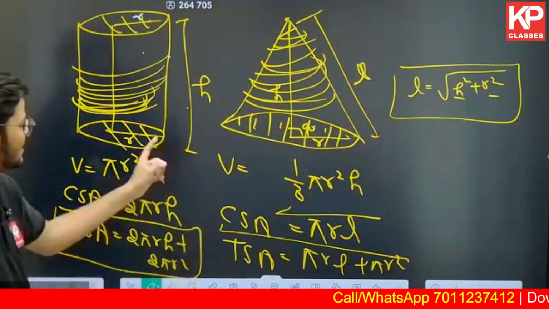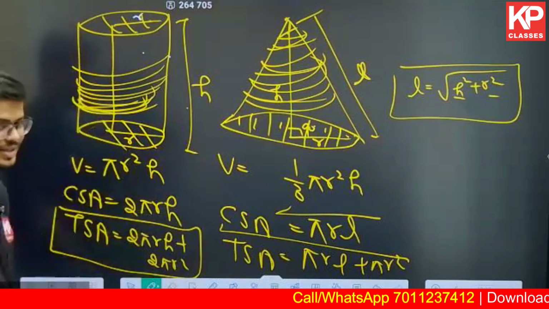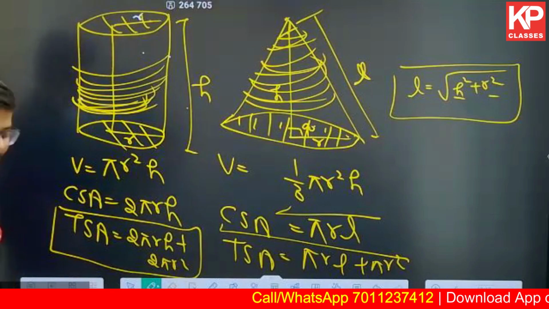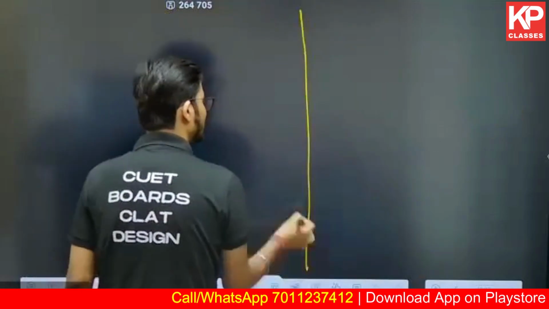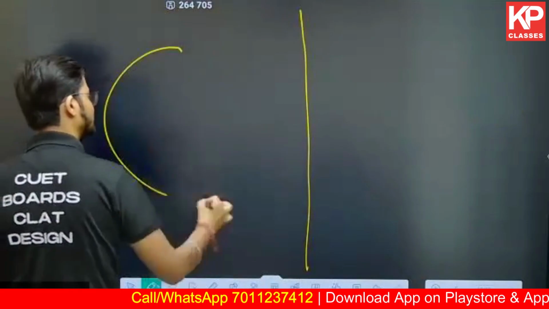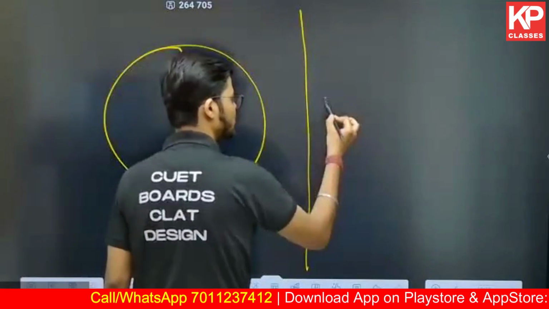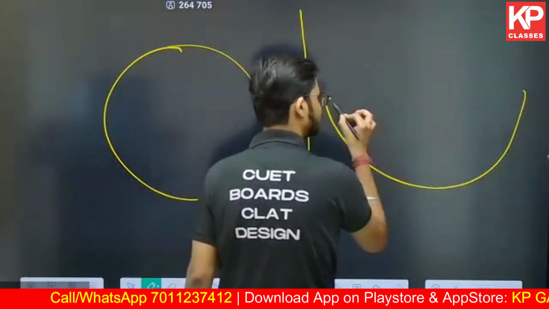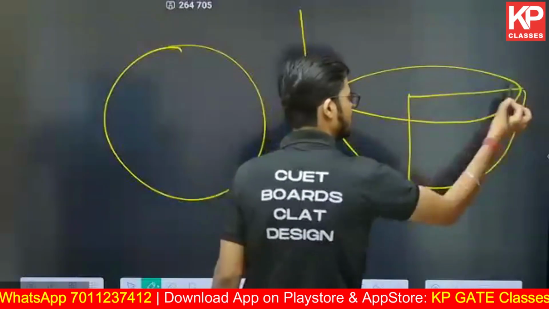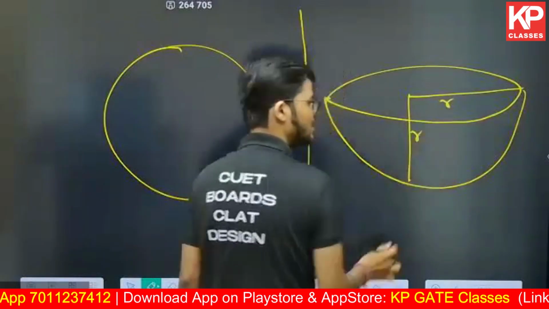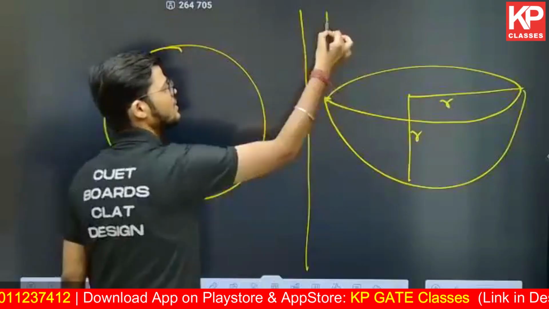Now this is with respect to your cone and then your cylinder. There are two more figures that we need to talk about. The one is going to be a sphere and the other is going to be a hemisphere. Here, this radius is r, this radius is r. This is about the hemisphere.